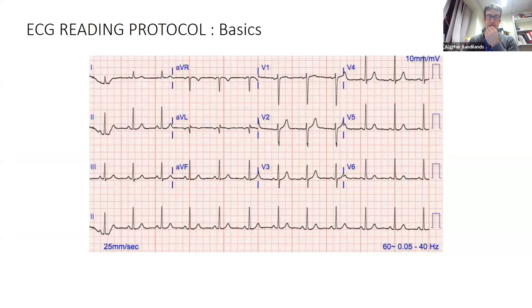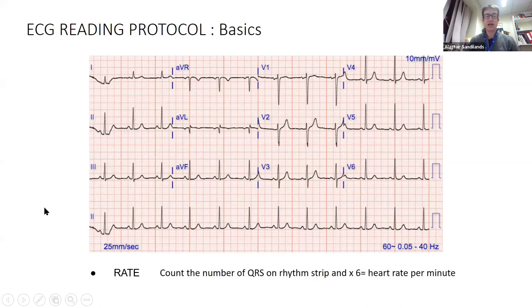So let's try and have a go at working out the rate. You can go along the rhythm strip. I'll just give you some time to do that. The easiest way is that this is a 10 second recording. We're going to count the number of QRSs, which gives you the ventricular rate. 1, 2, 3, 4, 5, 6, 7, 8, 9, 10, 11, 12. So times that by 6, that will get you the rate per minute, which will be 72.